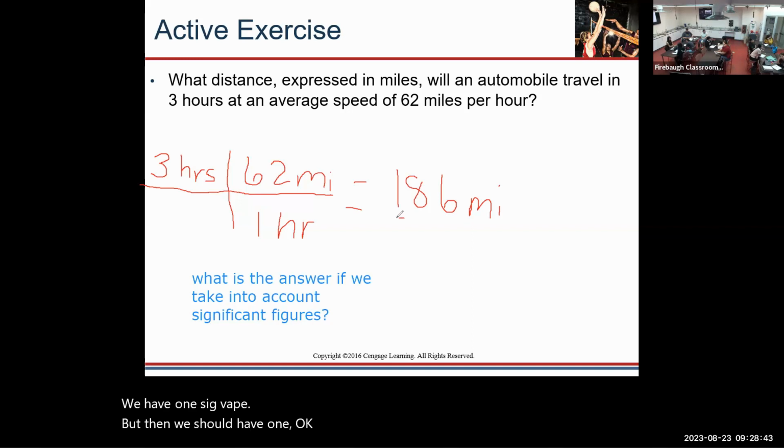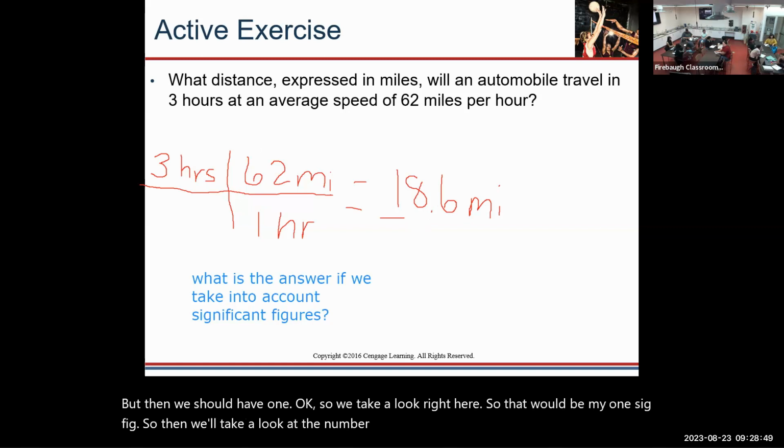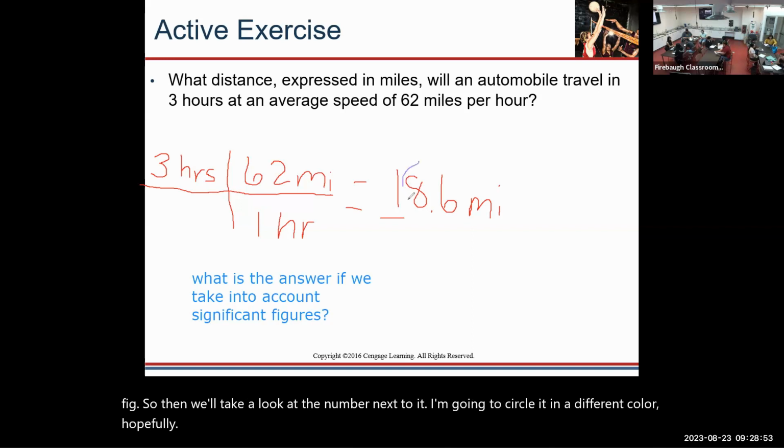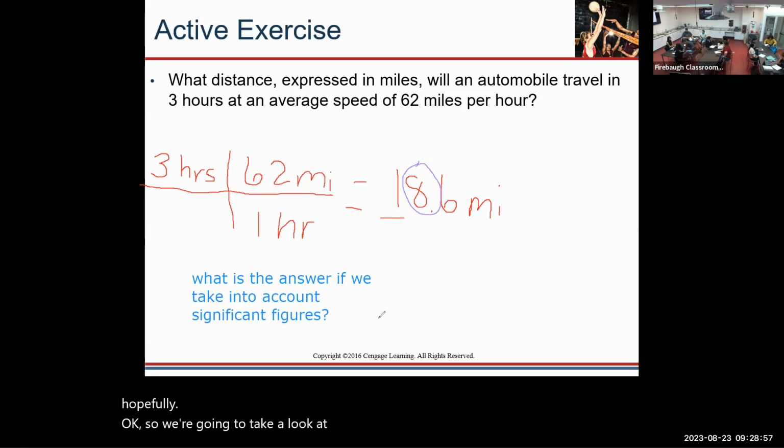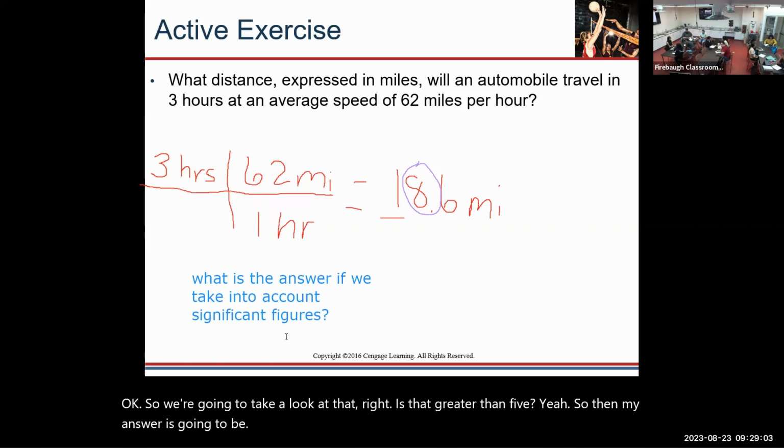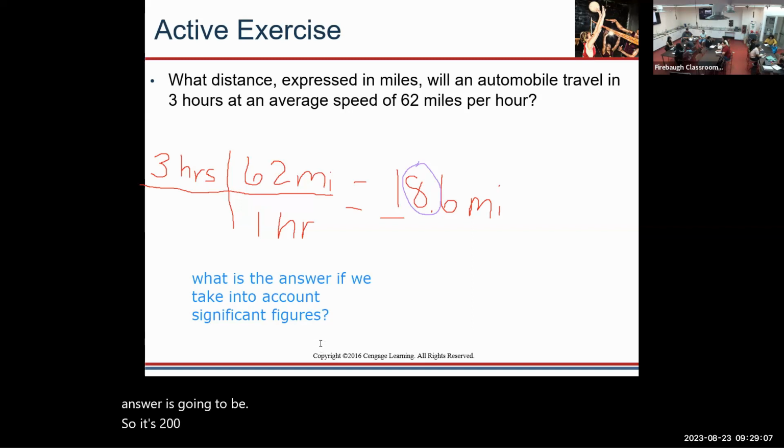Okay, so we take a look right here. So that would be my one sig fig. Then we take a look at the number next to it. Let me circle it in a different color. Okay, so we're gonna take a look at that, right? Is that greater than 5? Yeah. So then my answer is gonna be 200. 200 miles.